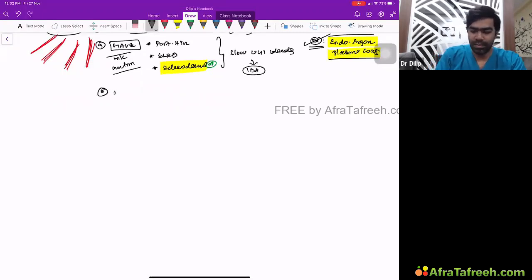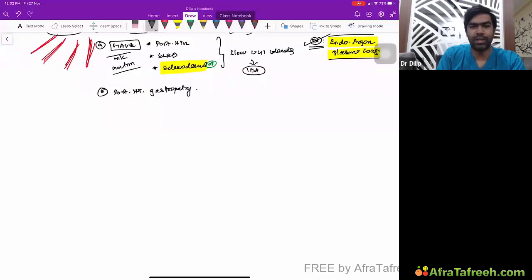Then we have portal hypertensive gastropathy, which is due to portal hypertension. Usually, again, they will result in chronic blood loss and iron deficiency anemia only. Typically, you have to reduce the portal pressure. Treatment is to reduce the portal pressure, maybe with propranolol or TIPS. That is going to be the treatment which I have discussed yesterday in detail. So that is something we're not going to discuss again.